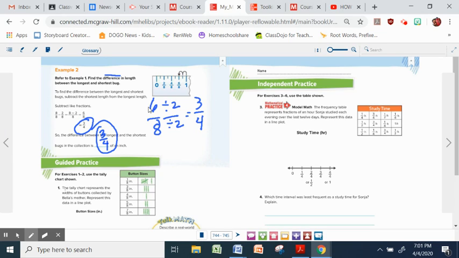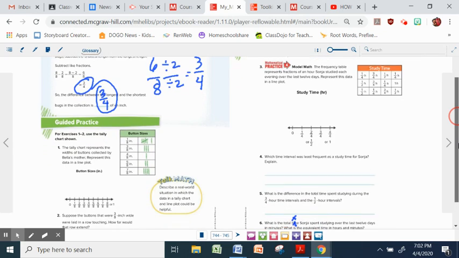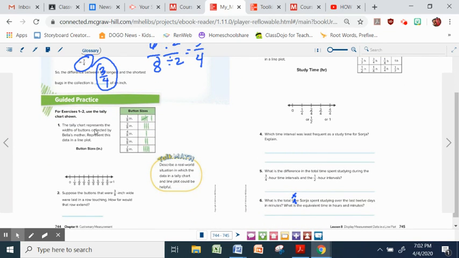Okay, so it says here the tally chart, which is our data again because this is the collection of information, represents the widths of buttons collected by Bella's mother. Represent this data in a line plot. If you see it in your book, you know that our line plot has 8 divisions. Okay, so I'm going to scroll this down. It's divided by 1/8.